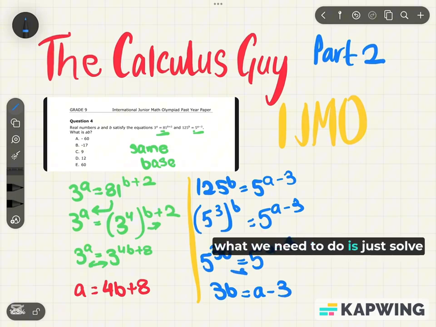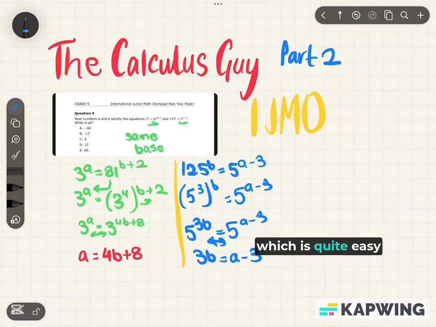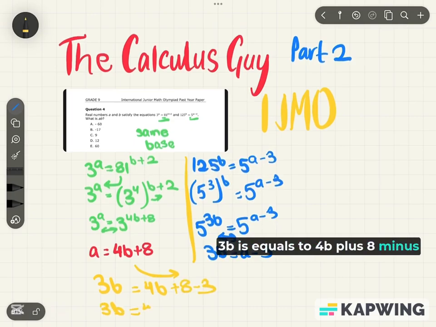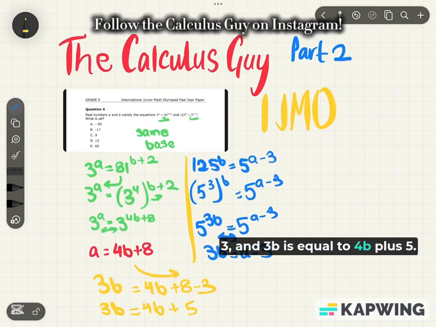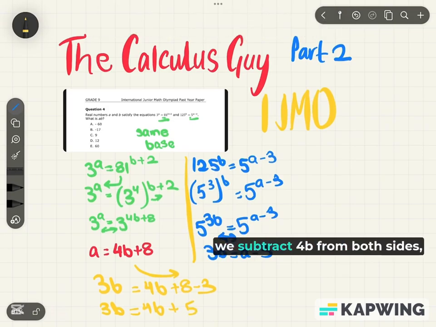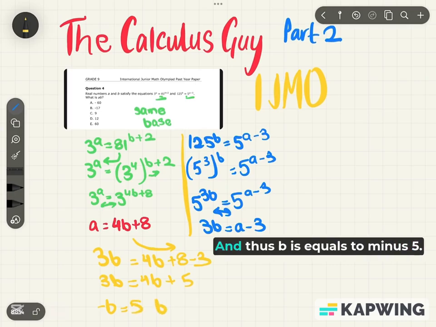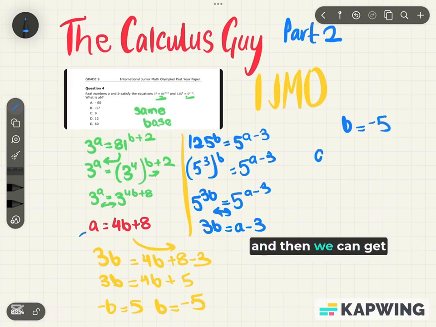Now what we need to do is just solve the simultaneous equations, which is quite easy at this point. So what we do is insert the value of a that we got from the first equation into the second equation. So 3b equals 4b plus 8 minus 3, and 3b equals 4b plus 5. Now in this equation, we subtract 4b from both sides, and thus we get that minus b equals plus 5. And thus b is equal to minus 5. Now we can just insert this value of b into any equation, and then we can get the value of a.